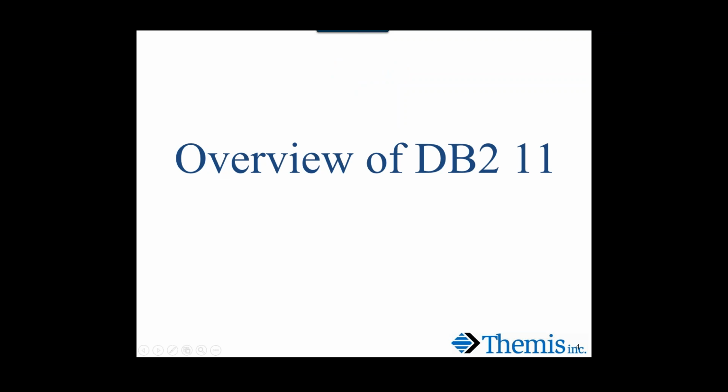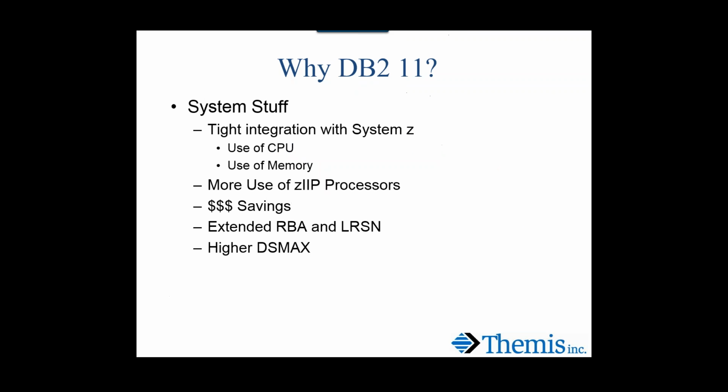So we're going to start off with just an overview of what DB2 11 is, and we have some features for everybody in this new release. We'll start off by looking at the system side. On the system side, we have tighter integration with the z architecture, the way it uses CPU and memory. We get more use of the zIIPs, particularly for background tasks, and we're going to talk about one of those in particular in a little bit of detail later in the webinar, and that is the automated index cleanup.